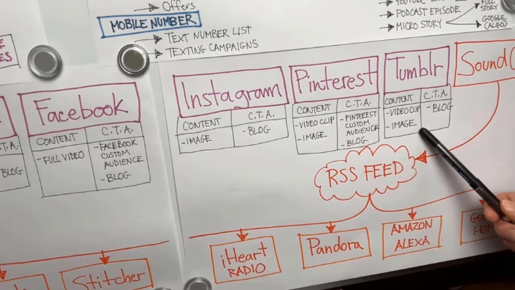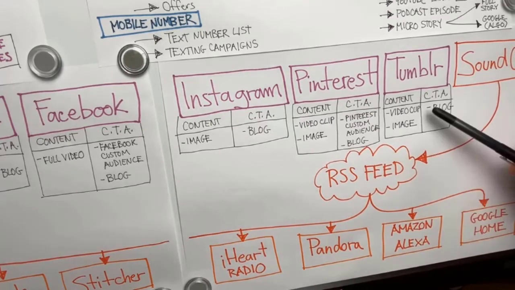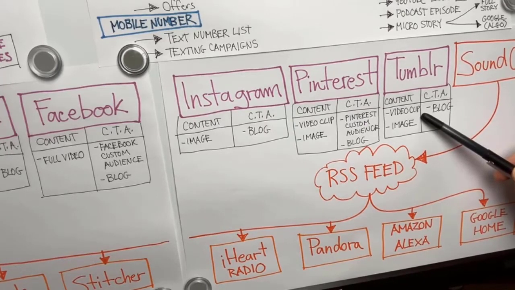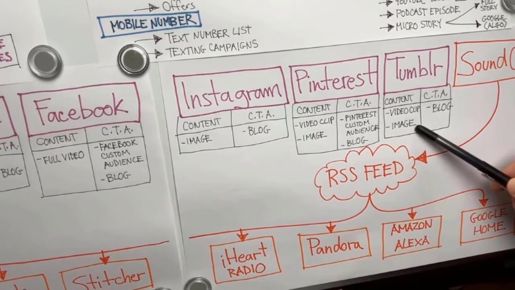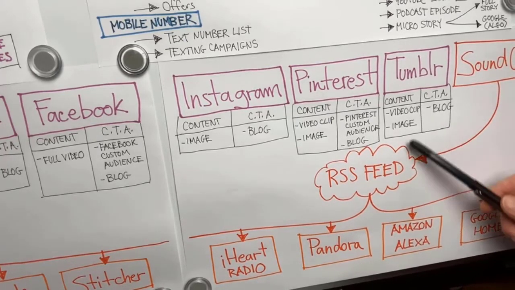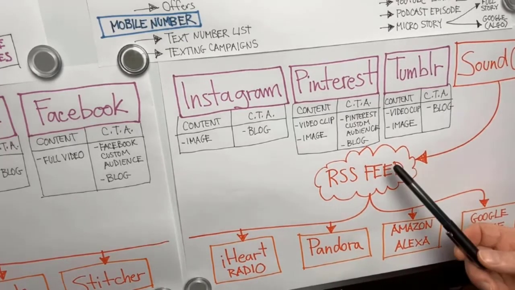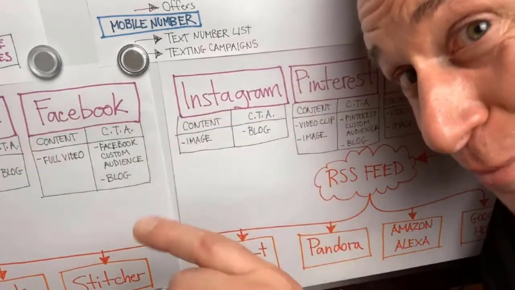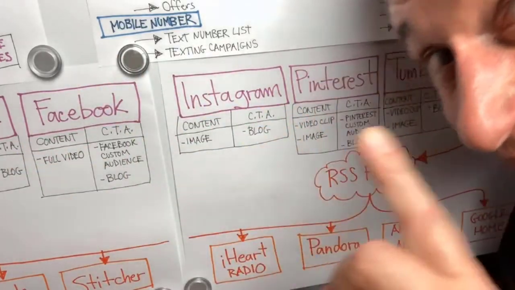On Tumblr, the content types are video clip under 2 minutes and an image for a second type of content. The call to action for both of these is to your blog. And remember guys, this is all from your 1 piece of content, okay?